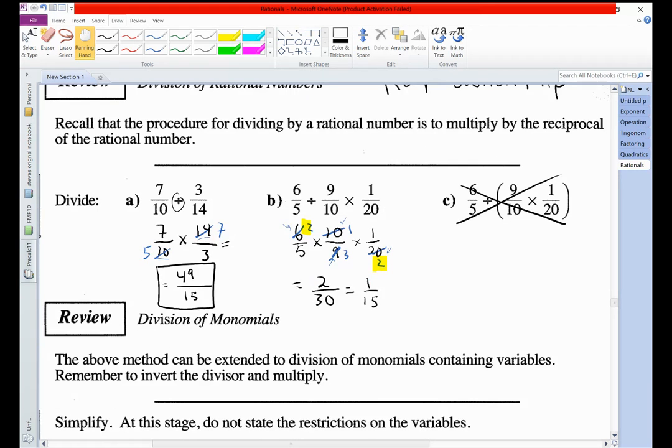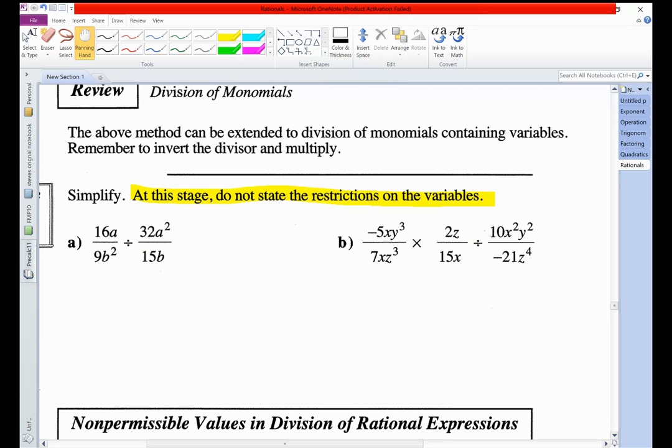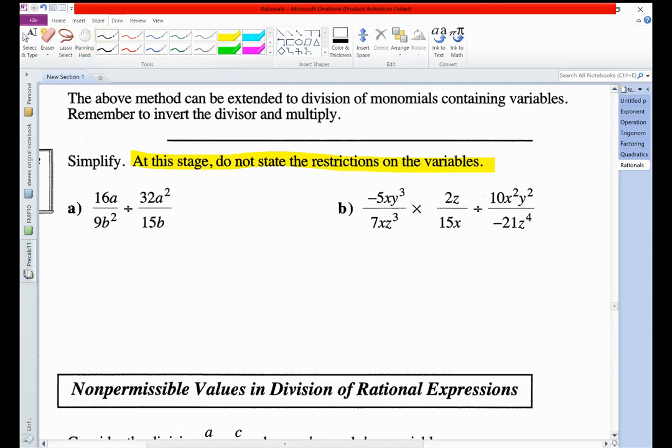So it says here, we can extend this method to the division of monomials containing variables. Remember to invert the divisor and multiply, or that's remember to keep, switch, flip. Here, a note, at this stage, do not state the restrictions on the variable. It's a little bit different this time, so we're going to dive into that a little bit later. But for now, we're just going to practice our keep, switch, flip method, and then we will start looking into non-permissible values after this. So here we have 16a over 9b squared divided by 32a squared over 15b.